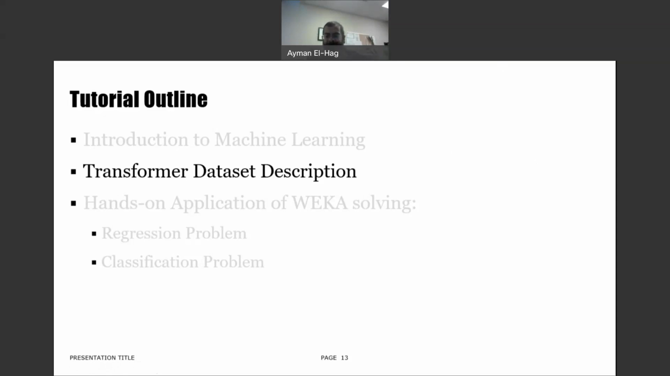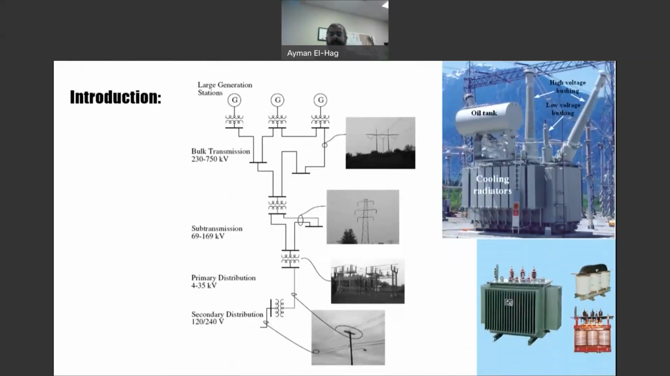Okay, so I want to explain in a very simple language what this data is, and because it is related to transformers, I will talk about it a little bit. So if you don't have any background about it, you can have the necessary background to understand the coming two examples. So basically, transformers are a very important part of the power system.